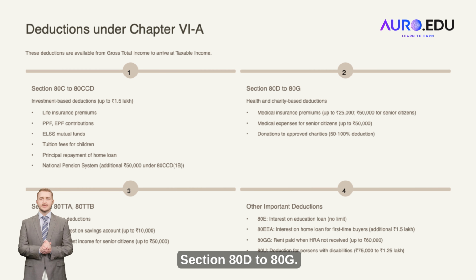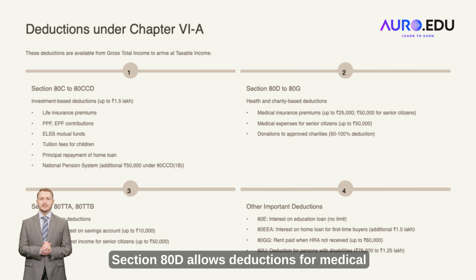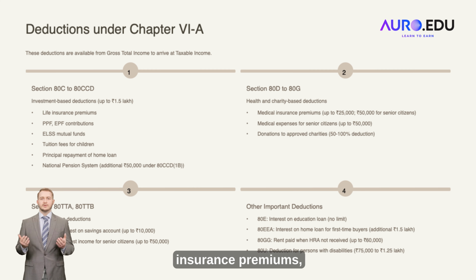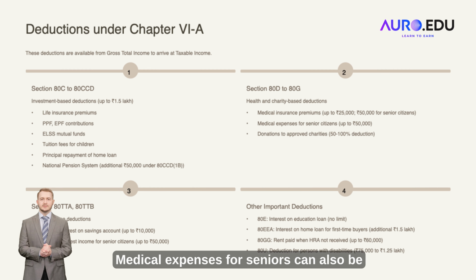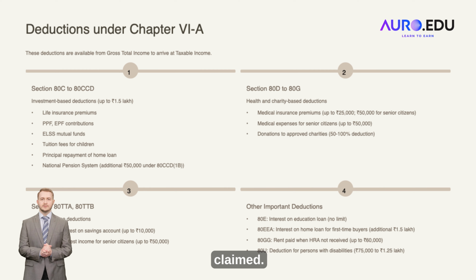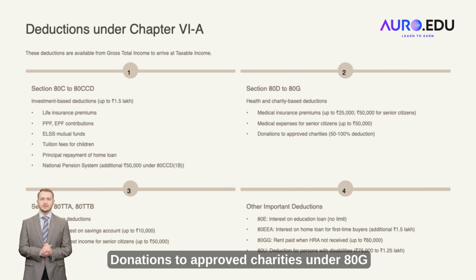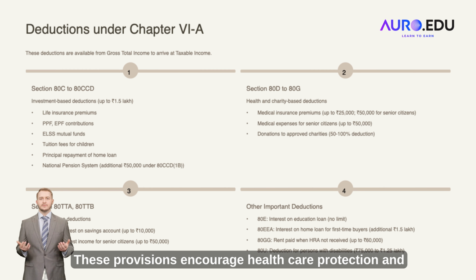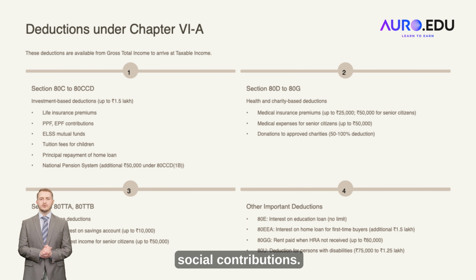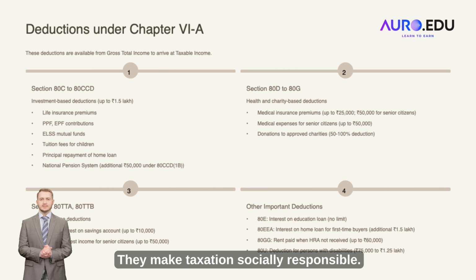Deductions. Section 80D to 80G. These cover health and charity. Section 80D allows deductions for medical insurance premiums, Rs 25,000 for individuals, and Rs 50,000 for senior citizens. Medical expenses for seniors can also be claimed. Donations to approved charities under 80G allow 100% deductions. These provisions encourage healthcare protection and social contributions. They make taxation socially responsible.